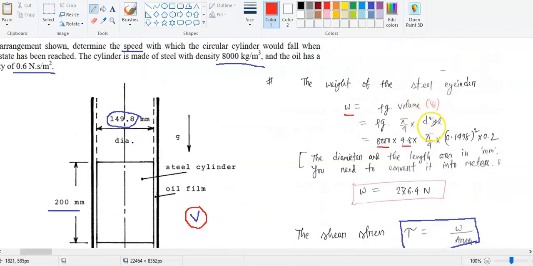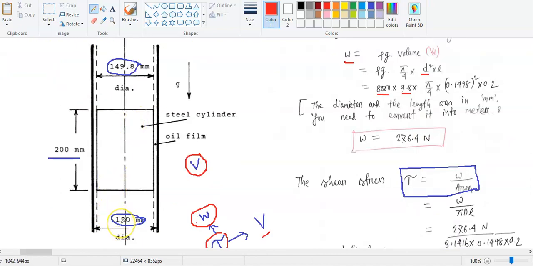Now I got a question for you. For the diameter d, which one should we use? Is it 149.8 or 150? Definitely this is 149.8, because we are calculating the weight of this cylinder, not the frame. So we just convert this millimeter into meter, and this is actually the length L. It is 200 millimeter, so now it's 0.2. See, we got the weight.